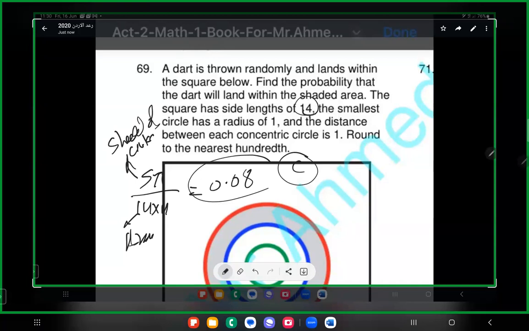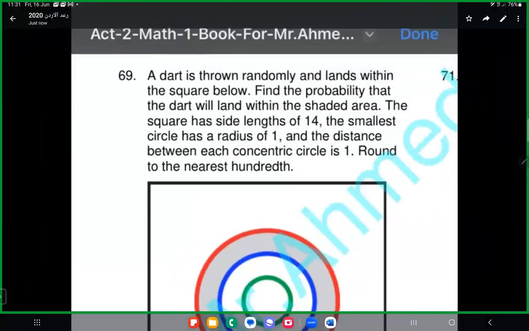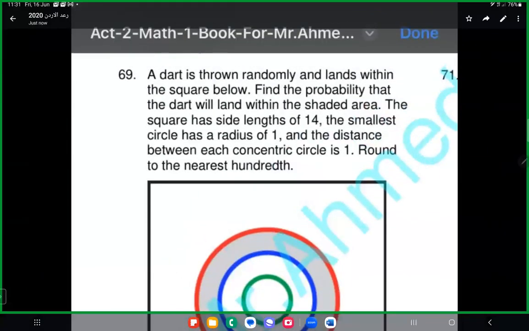So 14 is the side, right? Side of the square, and the area of the square is side times side, and the area of the shaded region, which means the outer concentric circle minus the inner concentric circle, which means 5 pi. So the division gives me 0.08 as a probability. This question is a probability problem involving geometry.